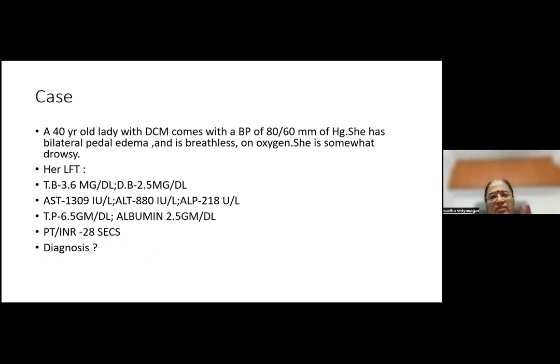Okay, now look at this. 40-year-old lady with DCM, dilated cardiomyopathy, comes with BP of 80/60. She has bilateral pedal edema, is breathless on oxygen, somewhat drowsy. That's her LFT. So what is the diagnosis here? Okay, that's an ischemic hepatitis, right?